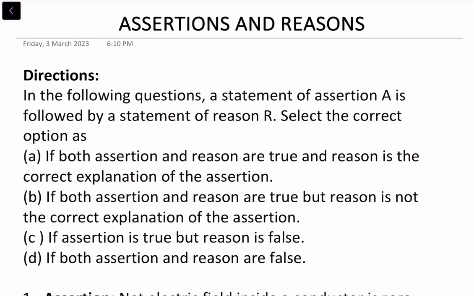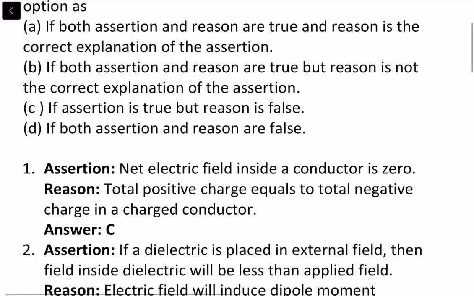If assertion is true but reason is false, that means first statement is true but second statement is false. And the last option D, when you have to choose it is when both assertion and reason are false, then you have to choose option D. Okay. Now let's start with our questions.